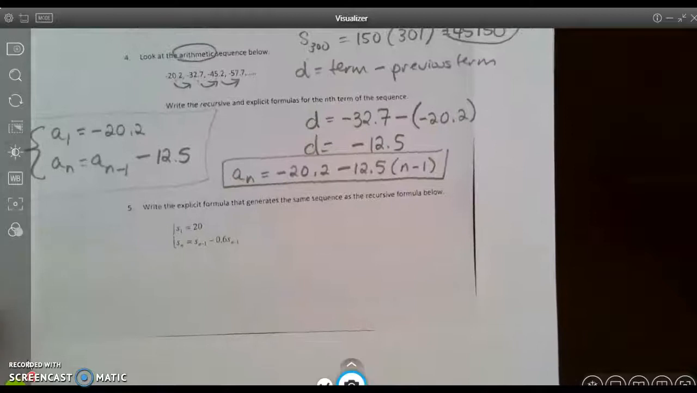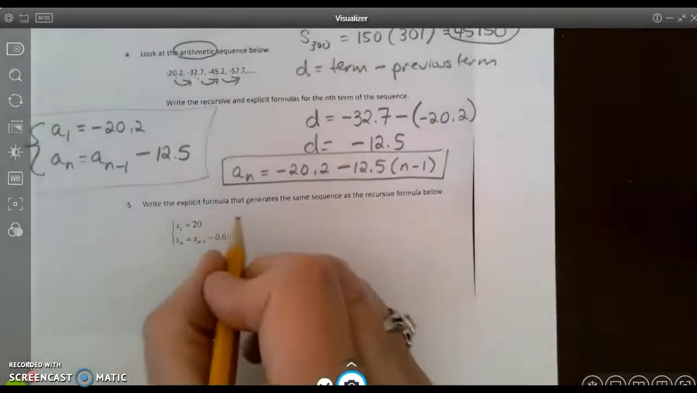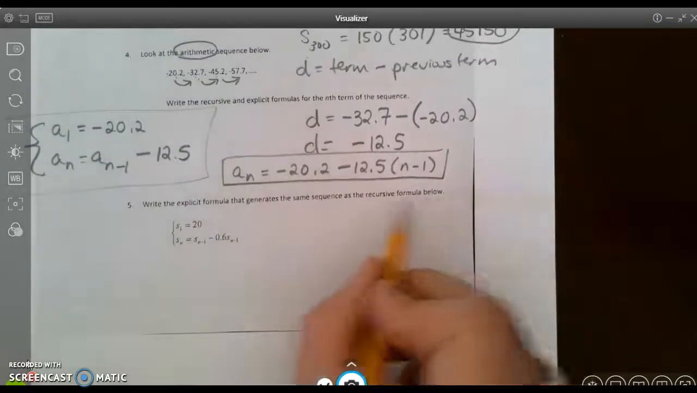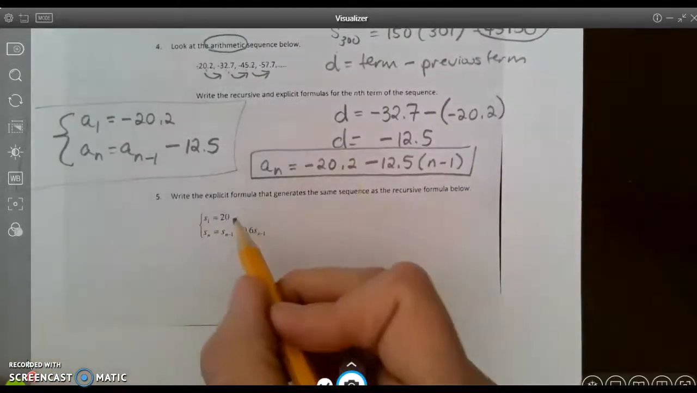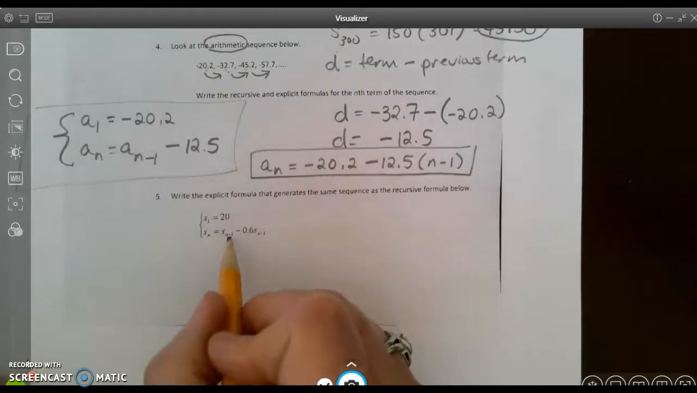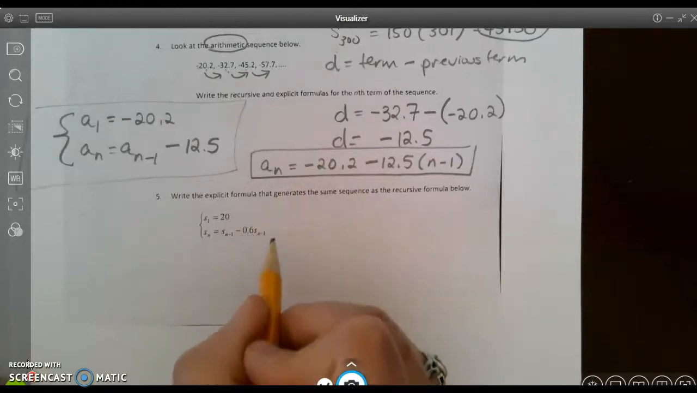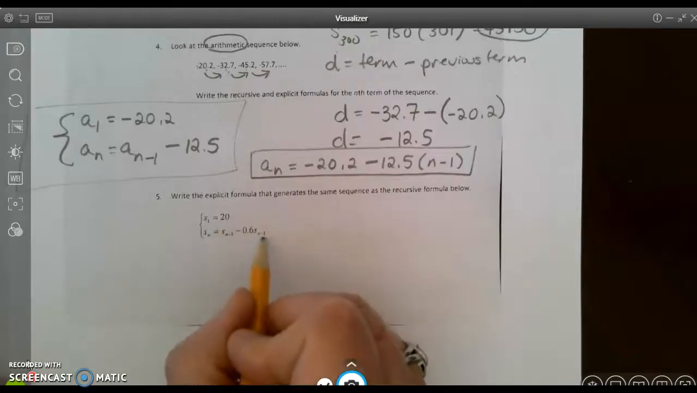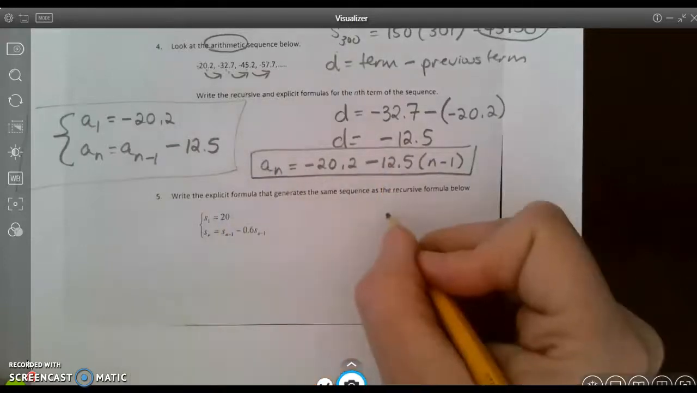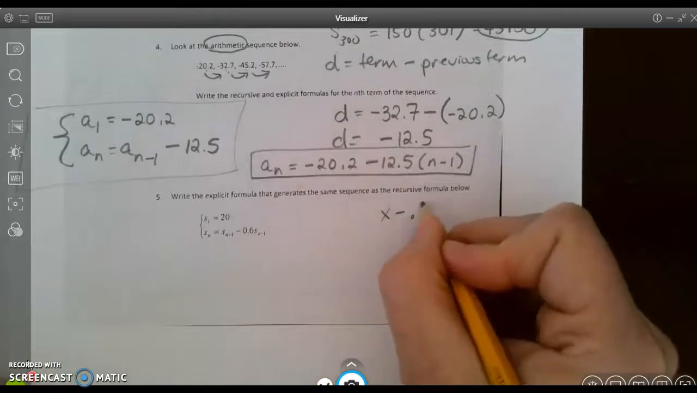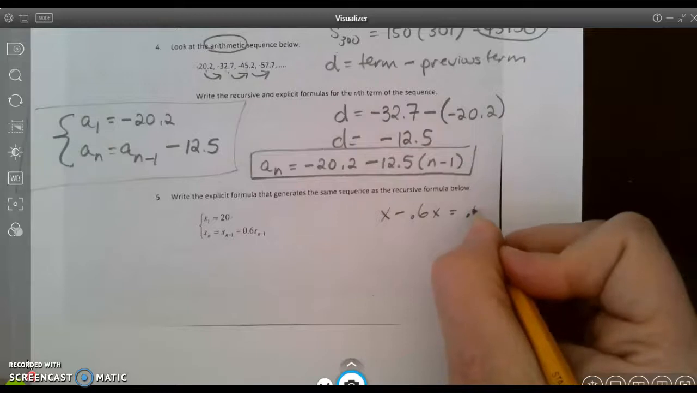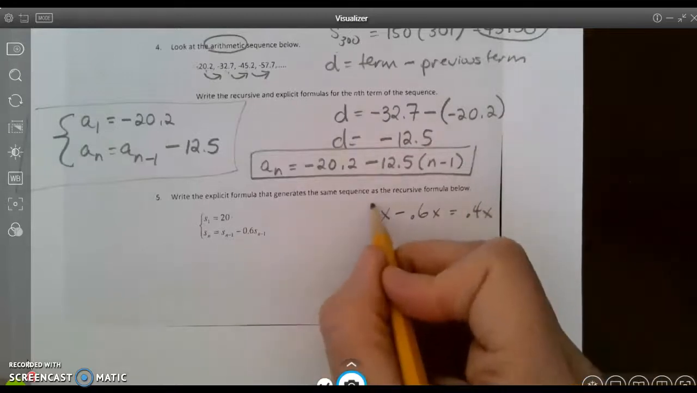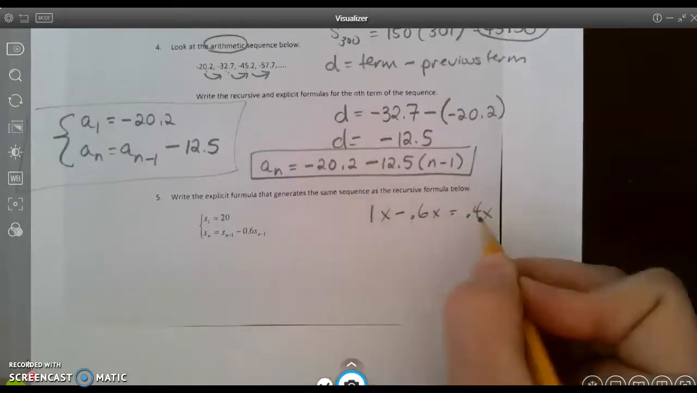Right, and my last problem, write the explicit formula that generates the same sequence as the recursive formula below. We had one like this on the drill. My first term is 20. It says take the previous term and subtract 0.6 of the previous term. I like to think of these as like terms, kind of like x minus 0.6x would give me 0.4x, because this is 1x minus 0.6 is 0.4.